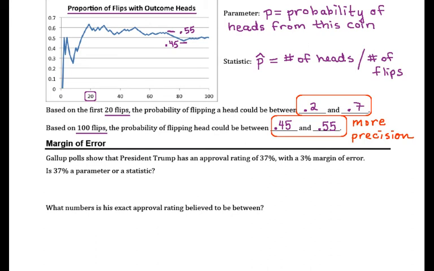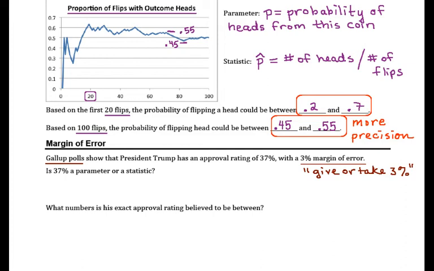And the range of values is based on the idea of a margin of error. So for example, one way that this comes up often is in our Gallup polls. Gallup polls generally are done with a 3% margin of error, and that margin of error is sort of a give or take this much.